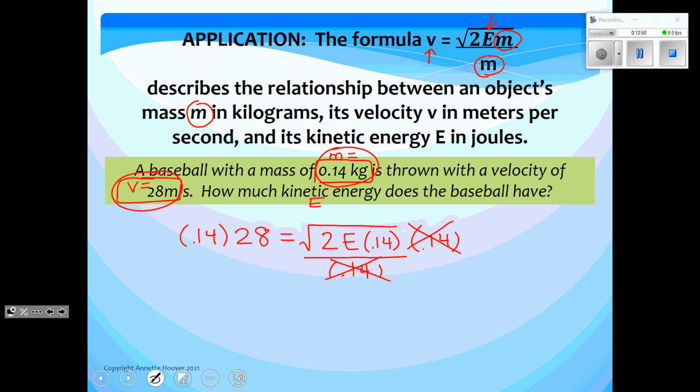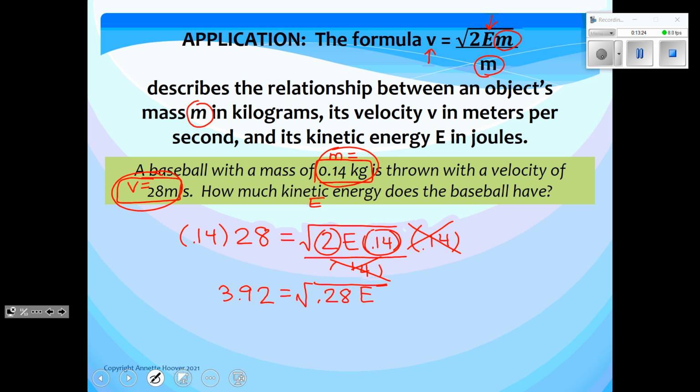So on the left side, we have 28 times 1,400, which is 39,200. Use your calculator. On this side, we have the square root of 2 times 1,400. If you go ahead and do the 2 times 1,400, you will get, not a square root, we already have the square root sign, we're just multiplying the 2 times the 1,400. You would get 2,800. And then you're looking for the energy.